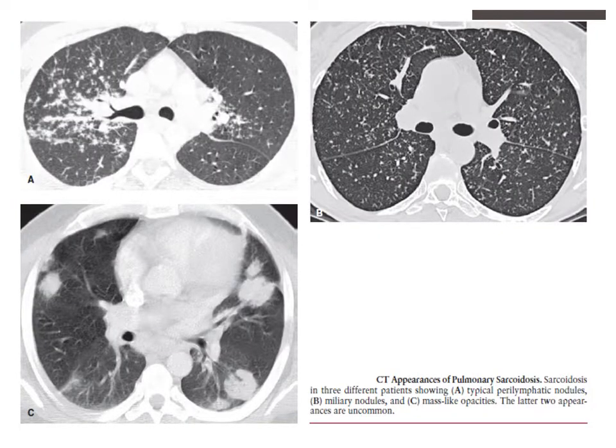This is the CT appearance of pulmonary sarcoidosis in 3 different patients. First, the commonest one, typical perihilar, perilymphatic nodules. The second one is not common, it's a miliary nodule. The third one is mass-like opacities. You can see the mass-like opacities, multiple, like tumors. You should see some air bronchograms inside. So the last 2 are not common, but the first one is very common to find in pulmonary sarcoidosis.